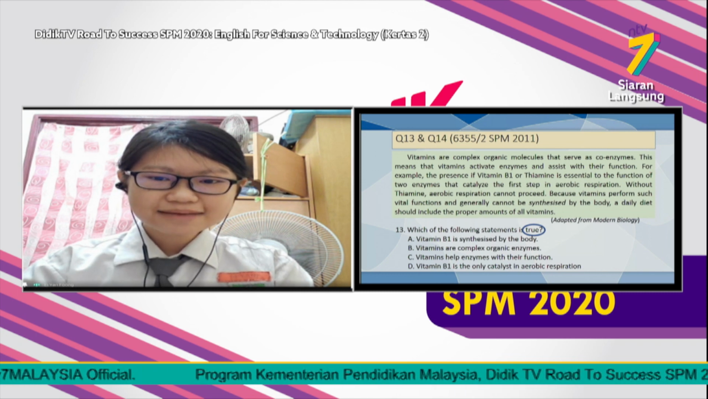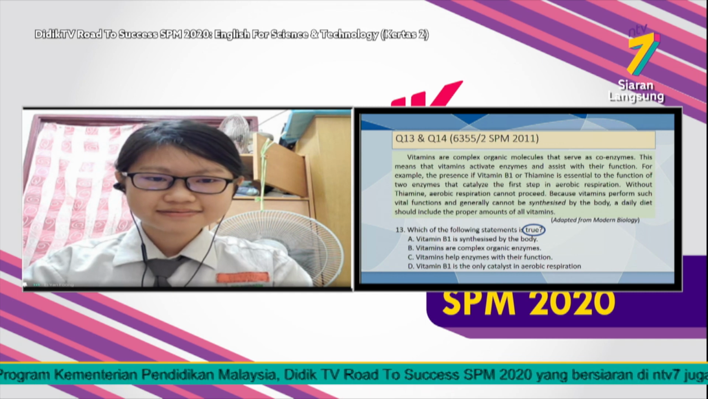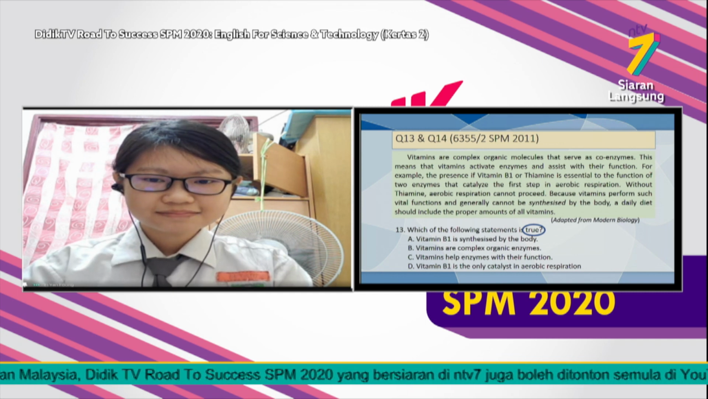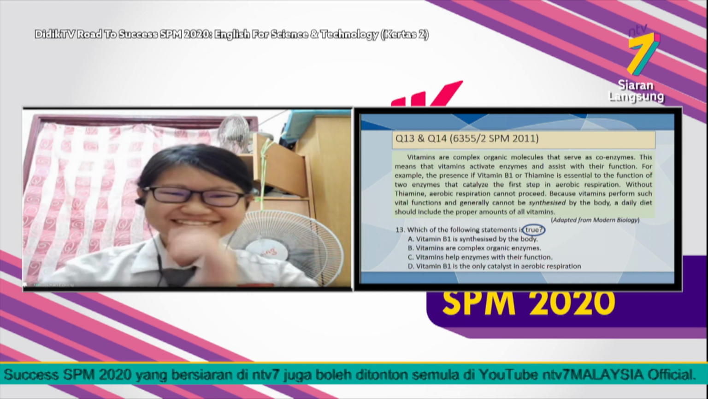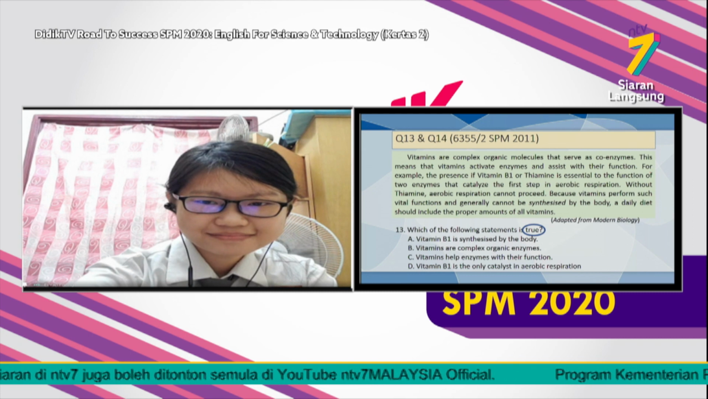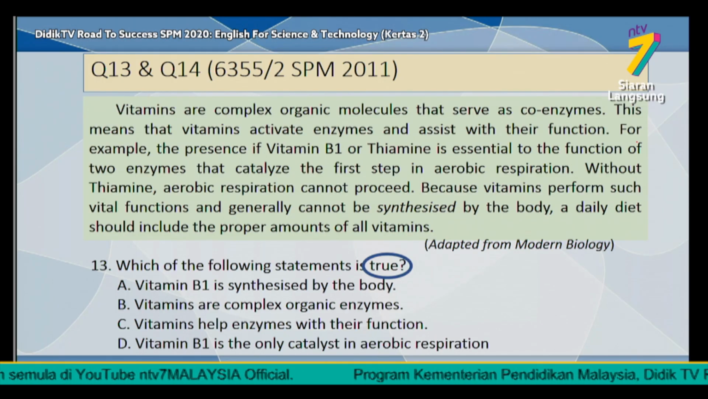So, which is the best answer for number 13? I think it's C, vitamins help enzymes with their functions. Why do you think the answer is C? Can you justify? Because for A, vitamin B1 is not synthesized by the body. Okay, that is totally false. B, vitamins are complex organic molecules, not enzymes. Okay, good. C, vitamin B1 is not the only catalyst. There is also thiamine. Okay, so your answer is C.